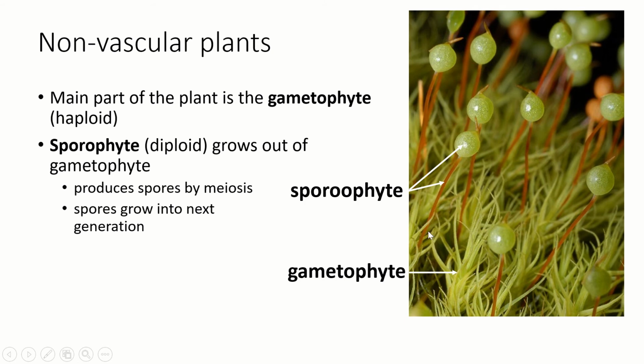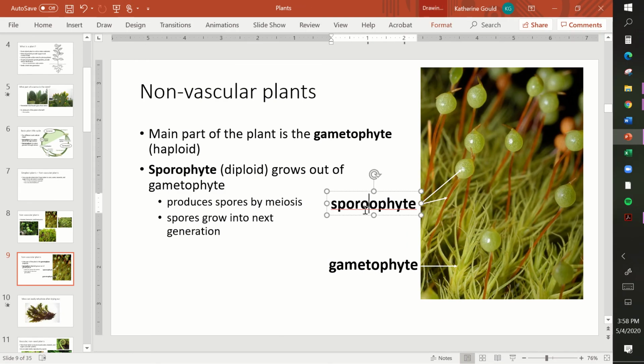And the sporophyte grows out of the gametophyte. So it's this big long stalk with this structure at the top where meiosis happens and spores get made by meiosis. So this stalk and this sporangium at the top, those are the only parts of this that are diploid. Everything else is haploid.